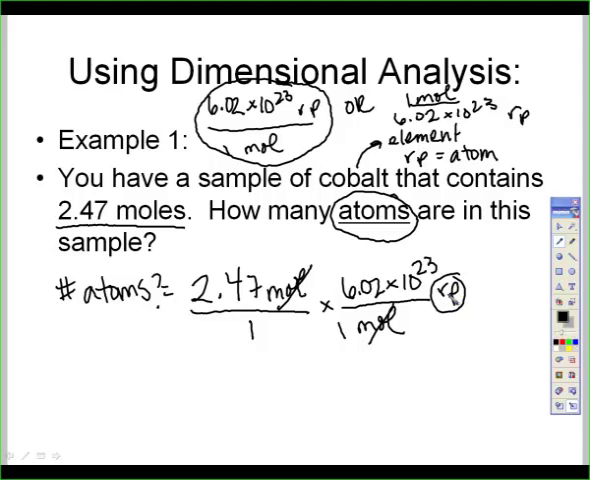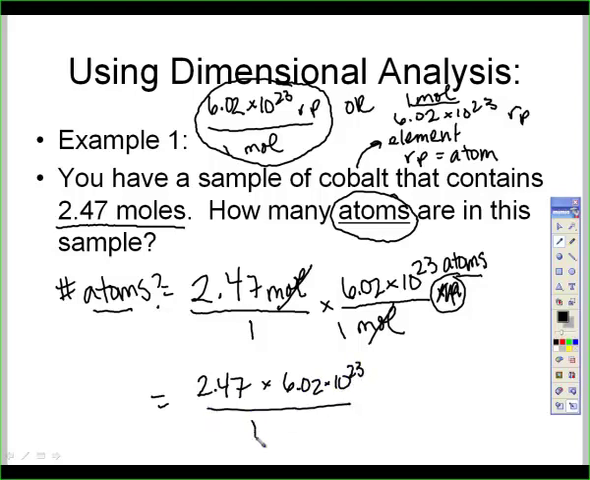Well, what are my representative particles in this case? Atoms. So I'm going to rewrite that as atoms. So that's the unit that I wanted my answer to be in. See, atoms, atoms, and it's not crossing off anywhere, so that's good. So the only thing left to do is put this in my calculator. So remember, anything on top we're going to multiply by, anything in the bottom we're going to divide by. So what we have here is 2.47 times 6.02 times 10 to the 23rd divided by 1 times 1.